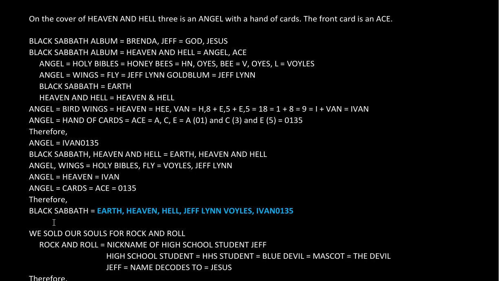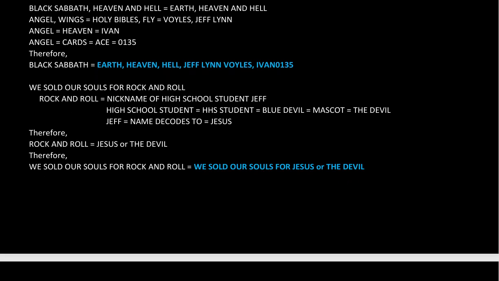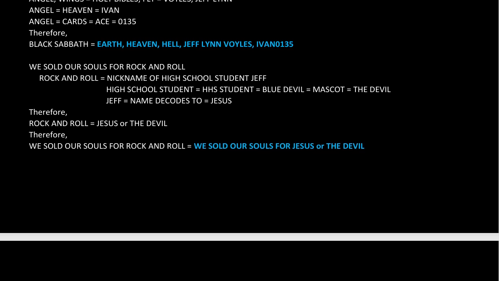All right, down here, Black Sabbath, the name of the band. Black Sabbath used to be called Earth, so the name Black Sabbath can be changed to Earth. Heaven and Hell are found on the album cover. The angel is a character from Holy Bibles that translates to Voiles. The wings on its back reference fly, that translates to Jeff Lynne. The word heaven and the ace card held by the angel translate to Ivan 0135. We sold our souls for rock and roll. I explained how that translates to we sold our souls to either Jesus or the devil.